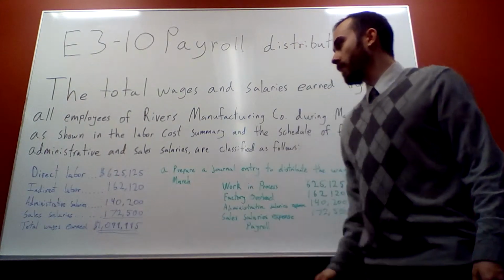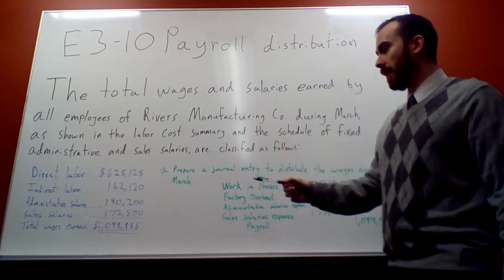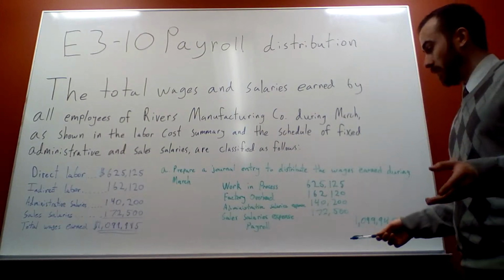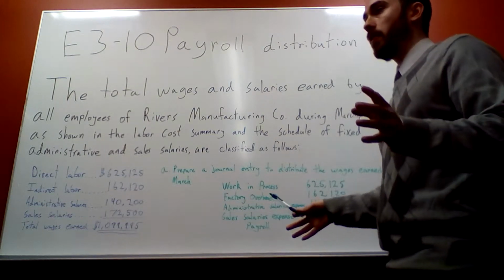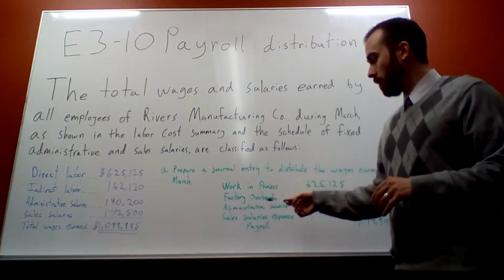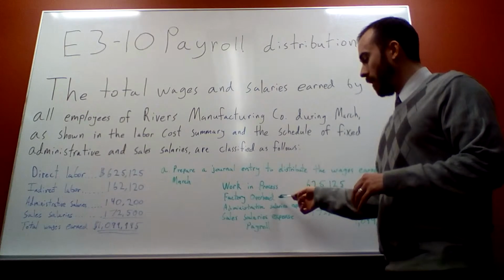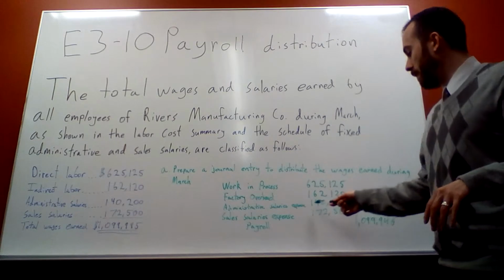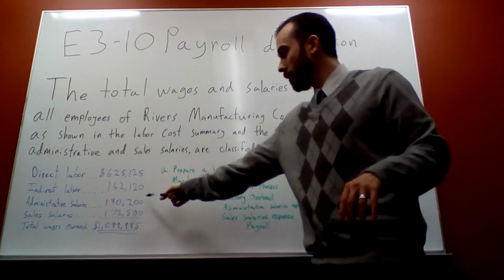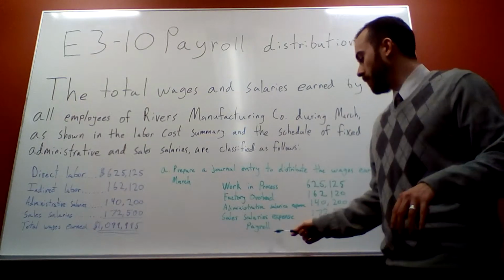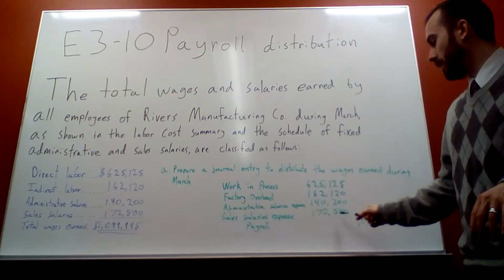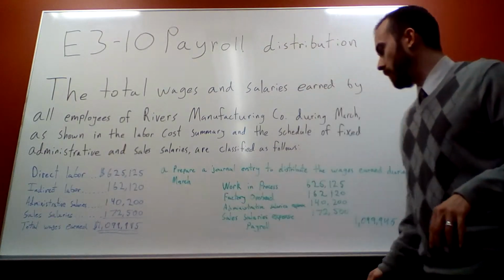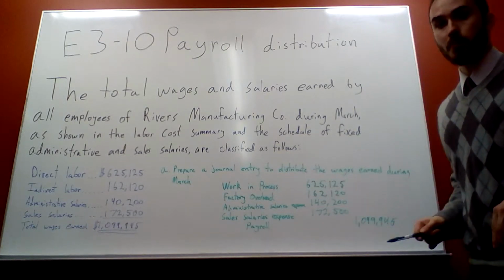$162,120 right here. The administrative salaries and sales salaries, we're going to debit as administrative and sales salaries expense, because it's an expense. It's not part of the cost of making the product. No one in the offices is working directly on the product, and they're not working in the factory. They're working in the office, so it's totally separated. So you're going to debit administrative salaries expense for $140,200, and sales salaries expense for $172,500, and then you just credit the payroll for the full amount of all of them. Now you've distributed payroll to the proper accounts.